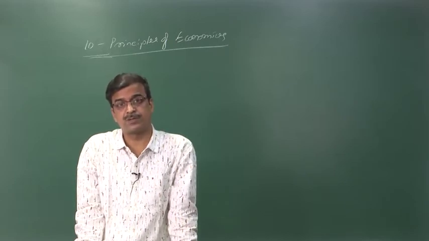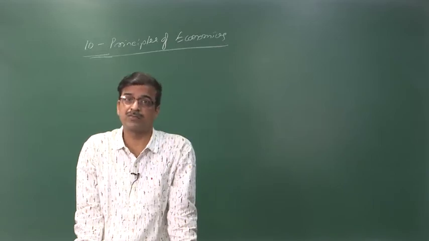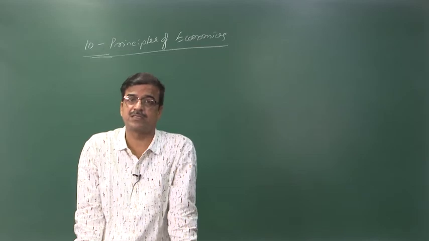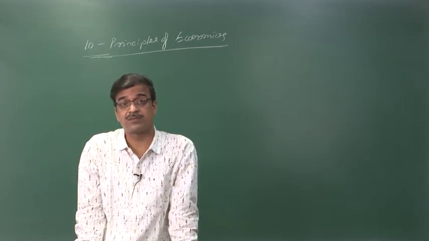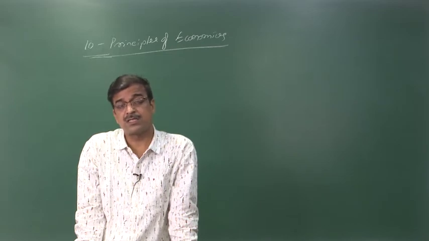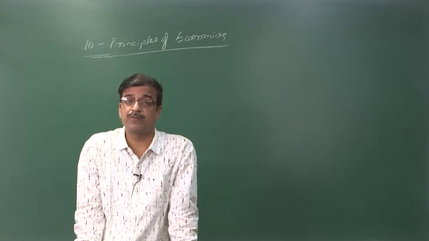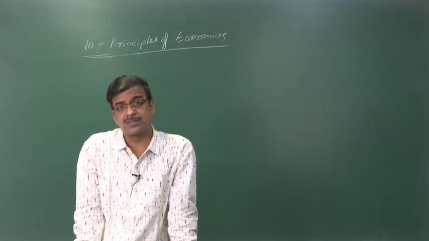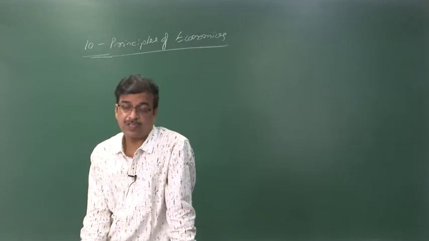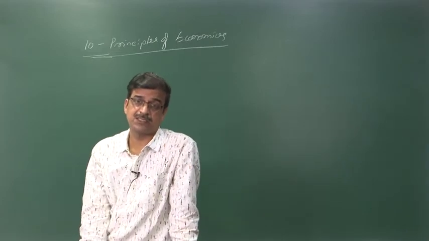The Greek word oikonomos means household management: how the household makes decisions, and how the society makes decisions. All the decisions take place because of scarce resources. Considering those scarce resources and unlimited ends, we have to study the 10 principles of economics. In the previous class, we started with the first 4 principles, which relate to how people make their decisions.